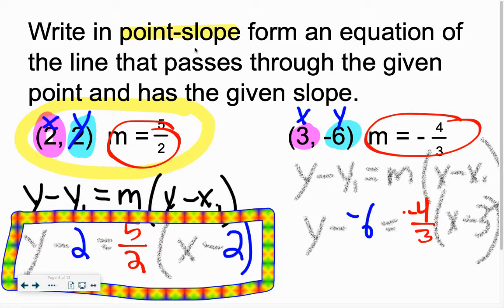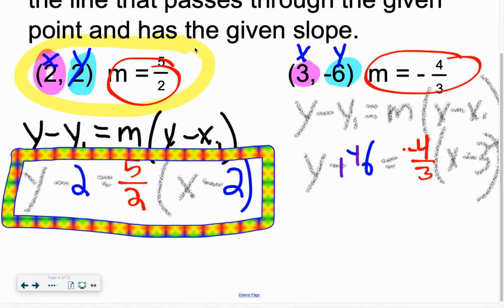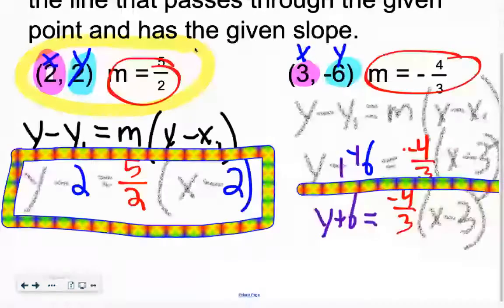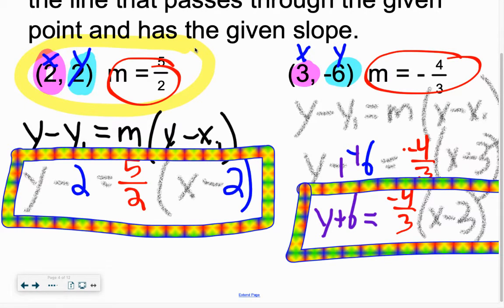About the only thing I would do and the only time I would switch anything is here where they say don't subtract. Add the opposite. So if you wanted to, you could clean it up a little bit, and you would probably see me, and you will see the textbook rewrite it as y plus 6 equals -4/3 times the quantity of x minus 3. Once again, write an equation in point-slope. You have successfully done that.